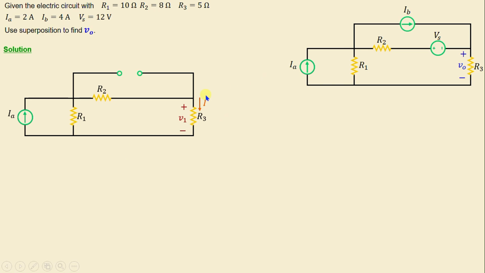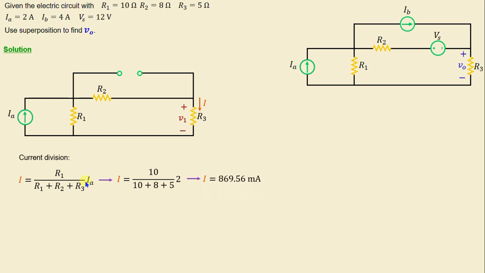In order to calculate the voltage V1 across R3, we need first to calculate the current I through the resistor R3. The current I can be calculated using the current division rule, which means I is equal to R1 over R1 plus R2 plus R3 times IA. And if we replace the resistors and the current with their numerical values, we obtain I is equal to 869.56 milliamps. According to Ohm's law, the voltage V1 across the resistor R3 is equal to R3 times I. If we replace R3 and I with their numerical values, we obtain V1 is equal to 4.347 volt.